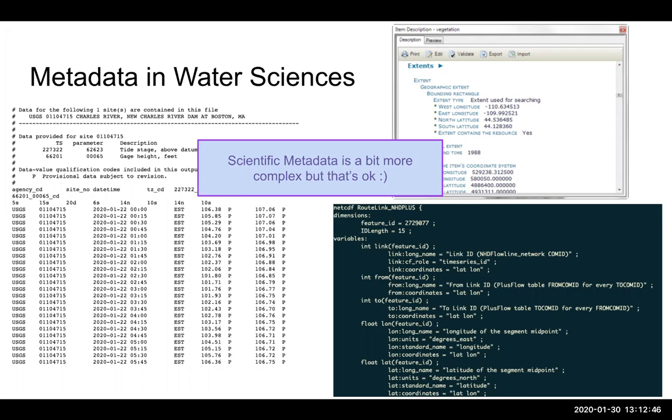So something like a unit is a very basic but important piece of metadata. If you were to give someone a spreadsheet of just values, it really doesn't mean anything until you tell them what those values are. And all that description of what those values are is metadata.